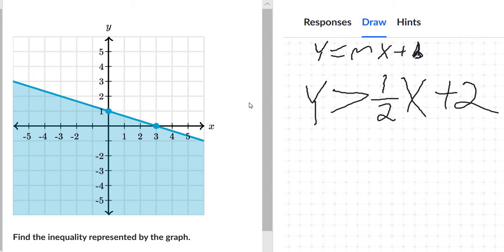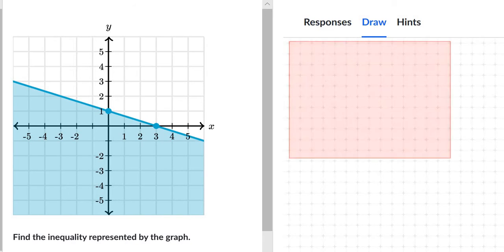Let's try this one. First try it on your own, see if you can do it. And now you can pause the video. Now I'm going to solve it.